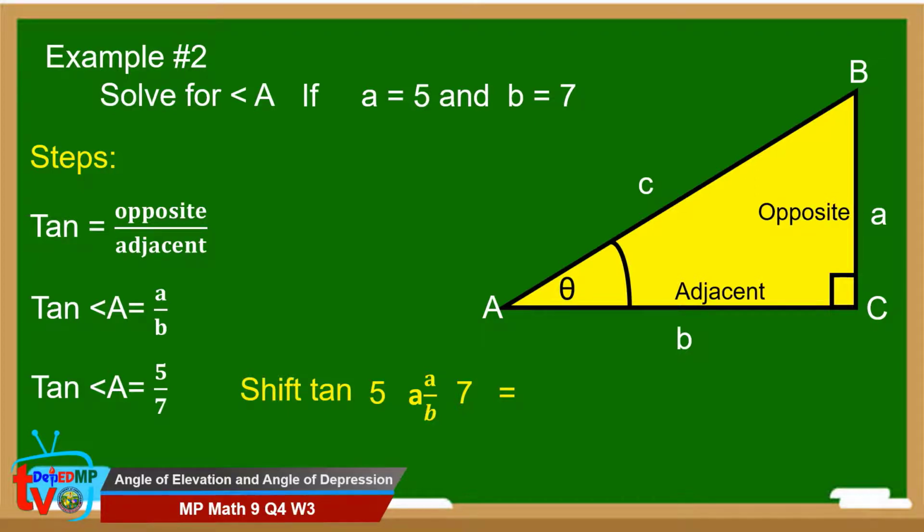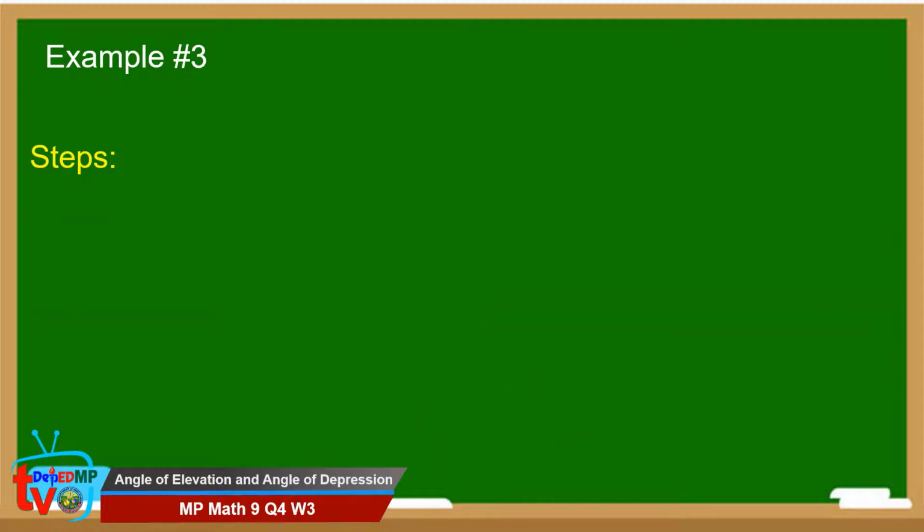Very good. It is indeed 35.54. That means measure angle A is 35.54 degrees. Did you understand the second example? How about this third one?